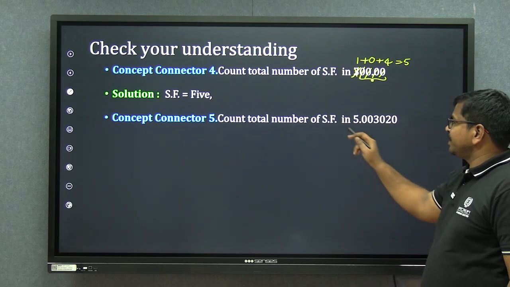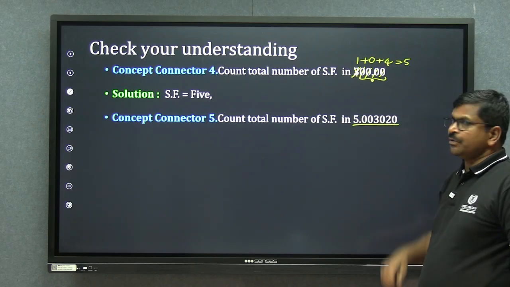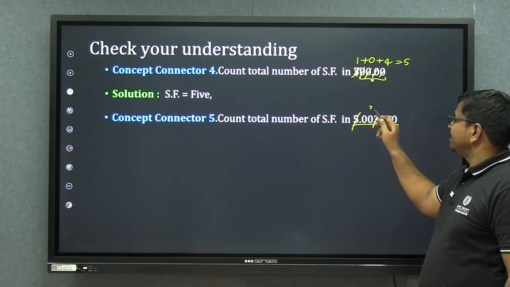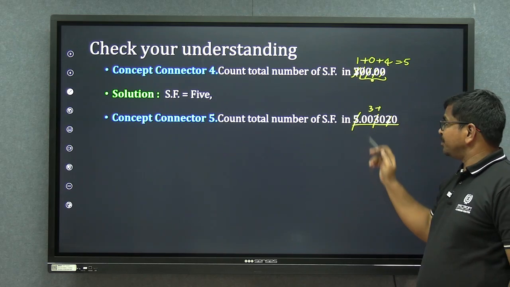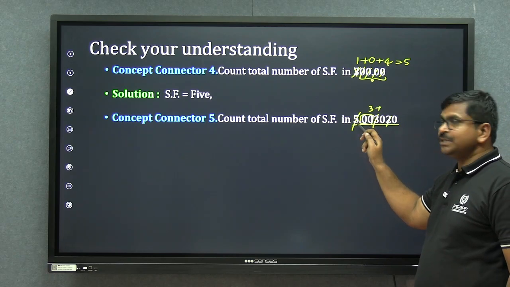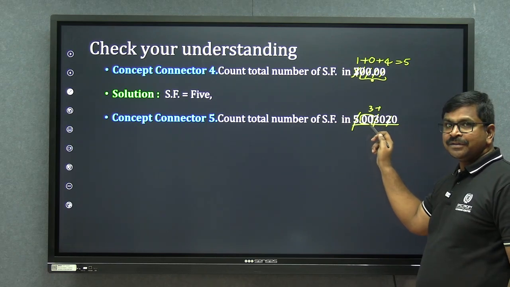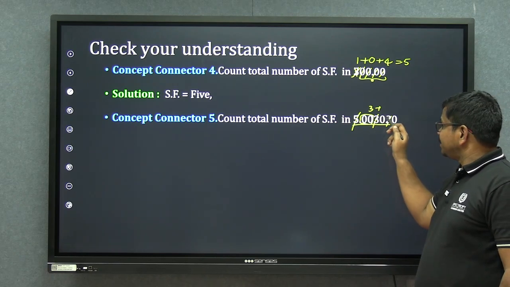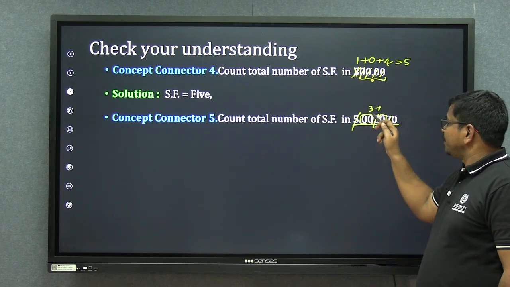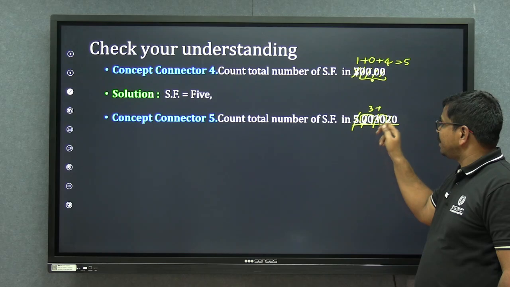Count total number of significant figures in 5.003020. Here how many non-zeros? 1, 2, 3. 3. How many zeros between non-zero? These 2 zeros, they have left side non-zero, right side non-zero, so they are considerable. And this 0 is having left and right, 2 sides non-zero. So how many zeros between non-zero? Sandwich zeros. 1, 2, 3.